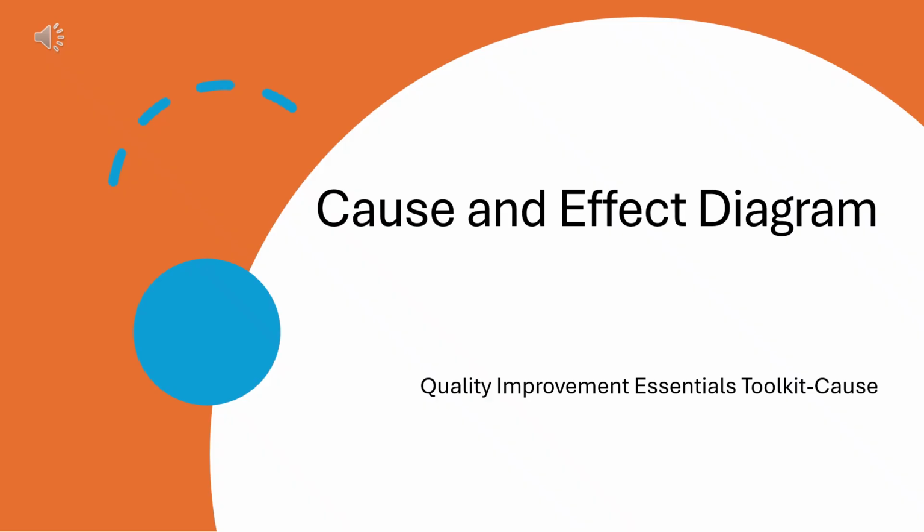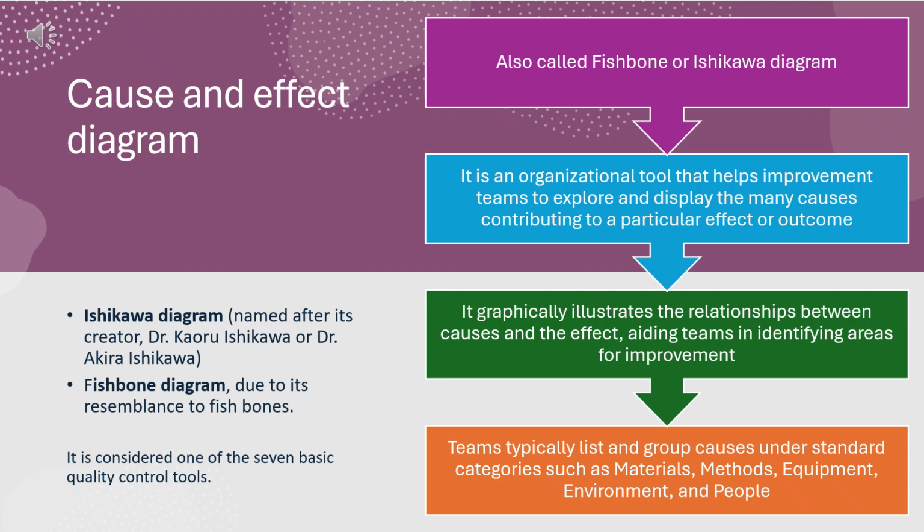It's a fundamental tool in quality improvement and sets the stage for understanding how the diagram helps teams to identify and analyze root causes. The cause and effect diagram was developed by Dr. Ishikawa, and it's one of the 7 basic quality tools. Hence, it's also referred to as the Ishikawa diagram. It's an organizational tool that triggers teams to explore and display as many causes as possible that may be contributing to a particular effect or outcome. It allows a systematic identification, sorting, and display of possible causes of a specific problem, and also provides a graphical illustration of the relationship between cause and effect.